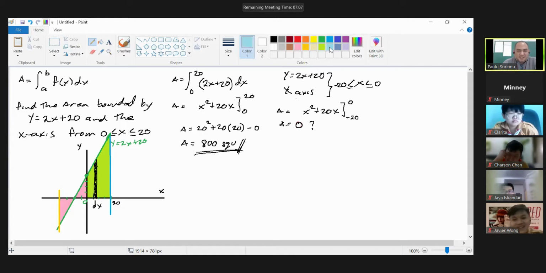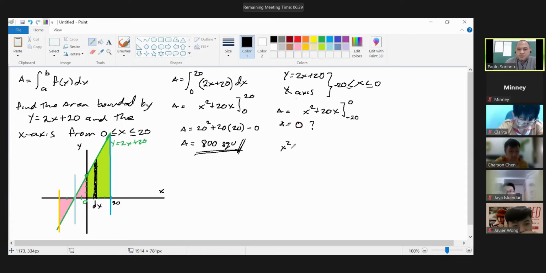Okay, so let's check. Let's do composite areas, meaning let's do area 1 plus area 2. Let's cut it somewhere here so that we will get area 1 over here, area 2 over here, okay? And then add them. So when you do that, we are just using the same function again. However, we are just changing the limit, right? What's the limit of the first area? This area over here, what will you use as a limit?